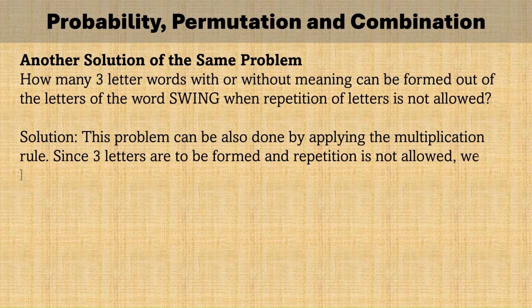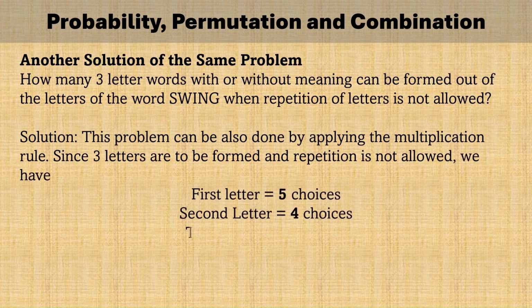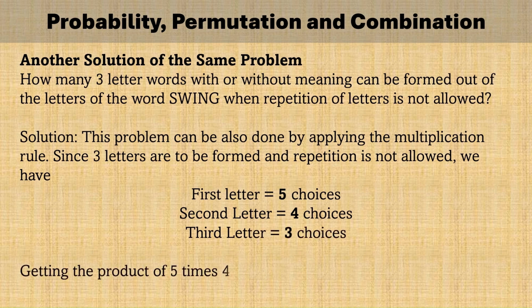we have first letter equals 5 choices. Second letter equals 4 choices. Third letter equals 3 choices. Getting the product of 5 times 4 times 3 is 60, the number of 3-letter words formed from the word SWING if repetition is not allowed.